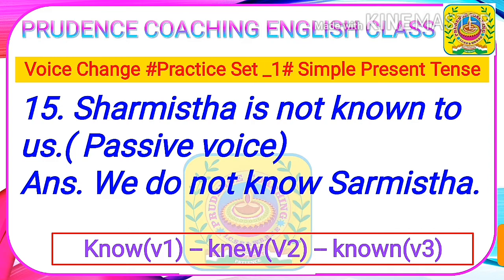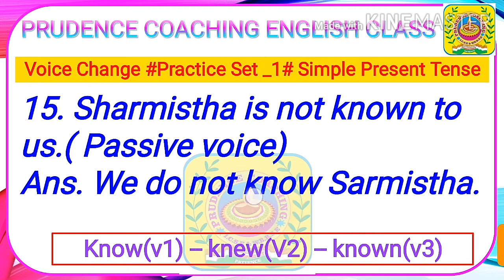So to change it into active voice, our first task is to swap or interchange the subject and object. Sharmista will be our object in active voice, and us, which was the object in passive voice, will become we, because the subjective form of us is we, and will become the subject of active voice. After that, the past participle form of the verb given here is known, and we know that the V1 form or the base form of the verb is know in the simple present tense.